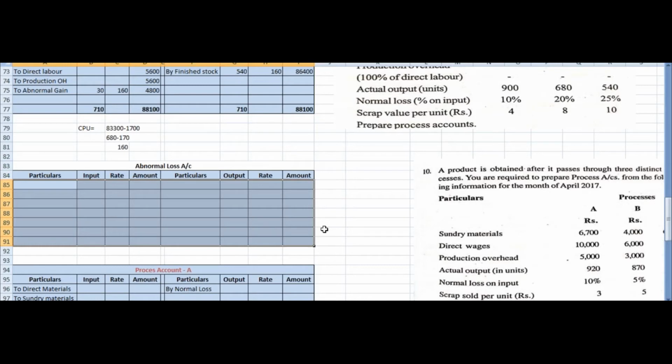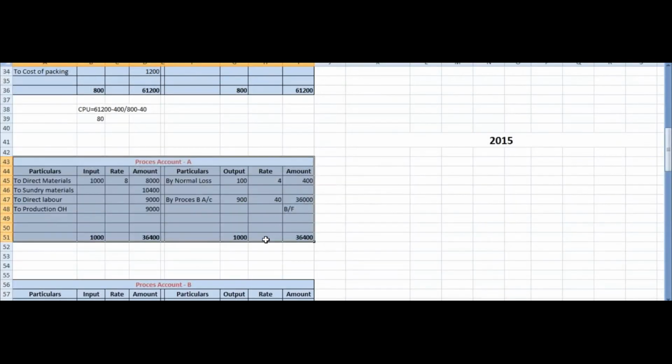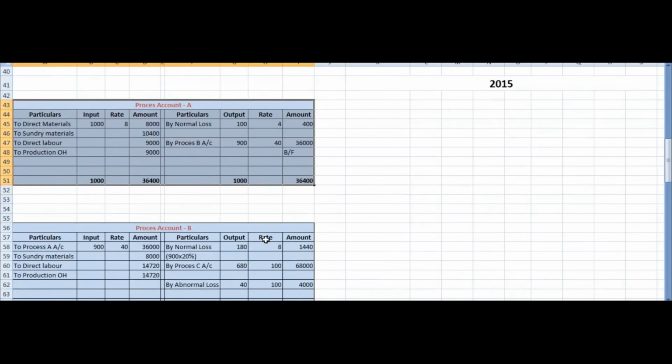Process B, sir. And my question, I will repeat it once again: in which process will you get the abnormal loss? Out of A, B, and C, the loss is only for B. Process B, sir. Right, very good.